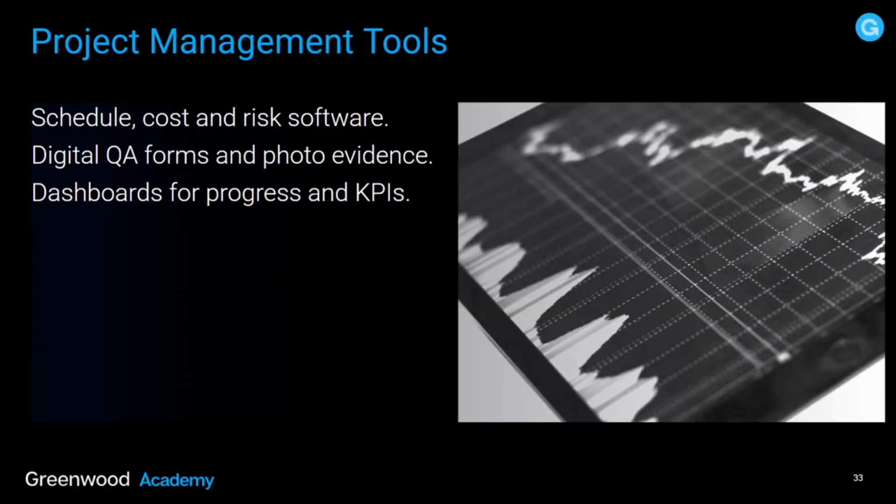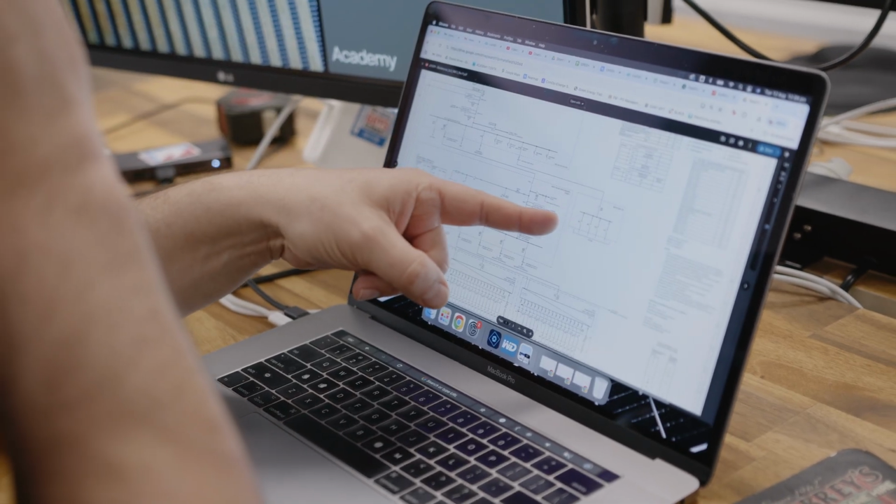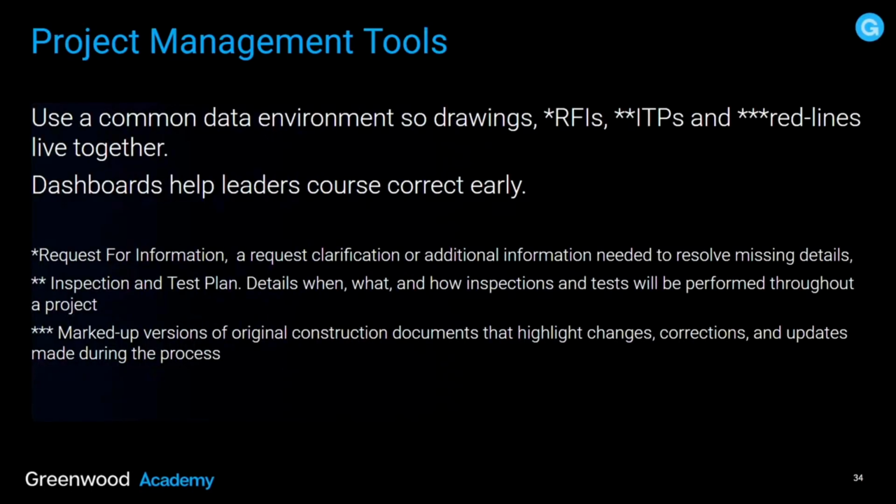Project management tools. Schedule, cost and risk software. Digital QA forms and photo evidence. Dashboards for progress and KPIs. Use a common data environment. So drawings, requests for information, inspection and test plan, and red lines live together. Dashboards can really help leaders to make informed decisions at every step of the way for the project.